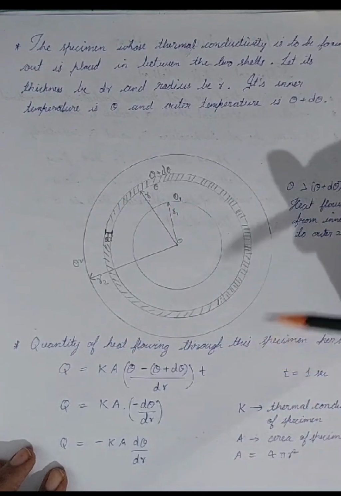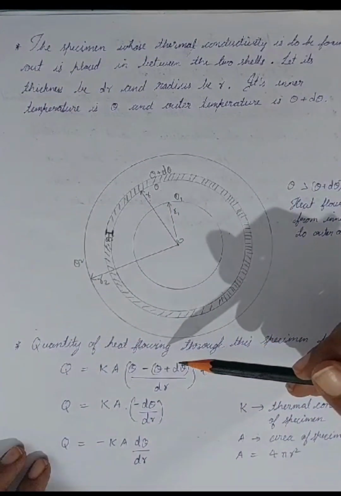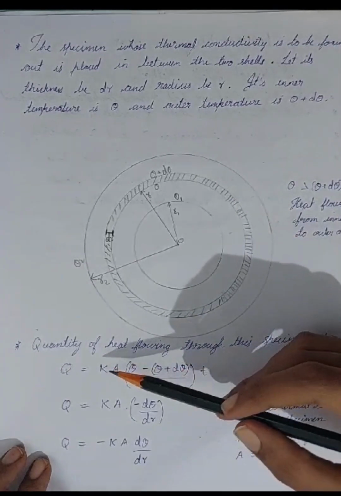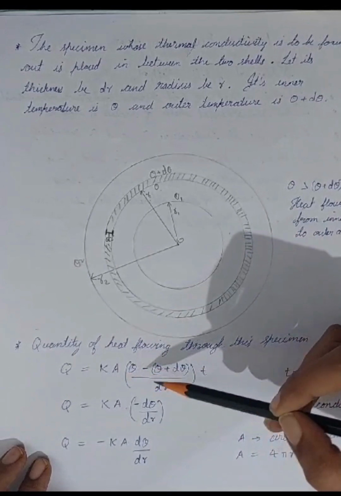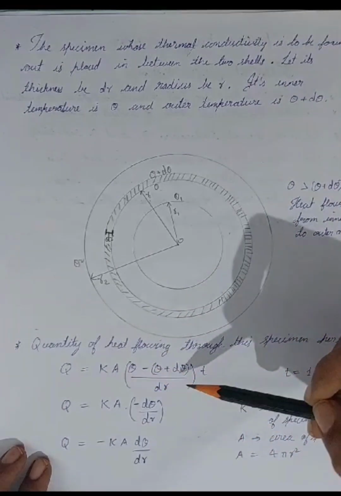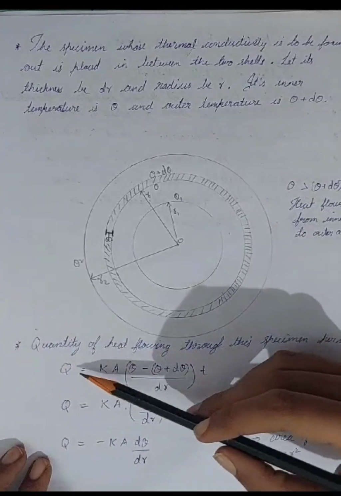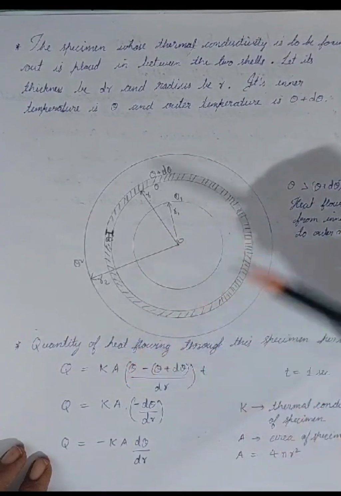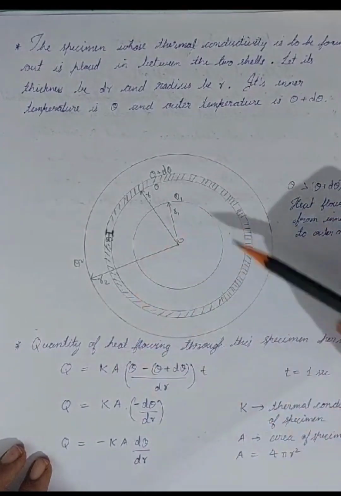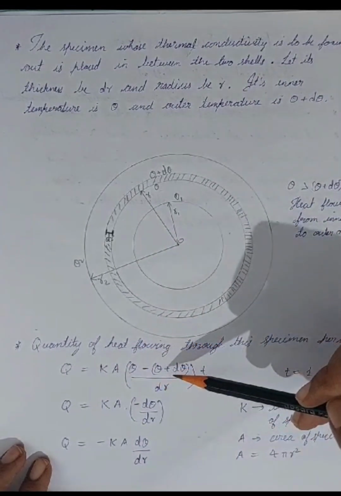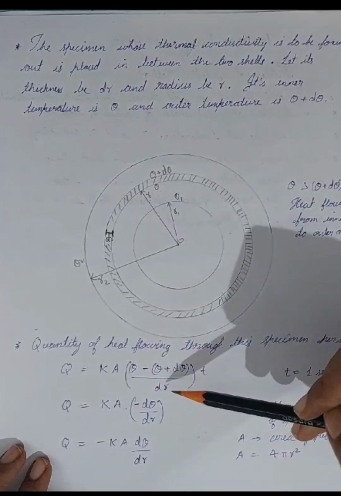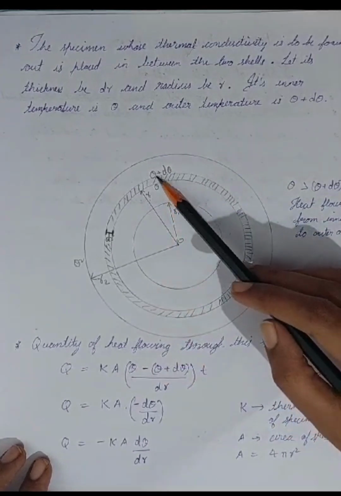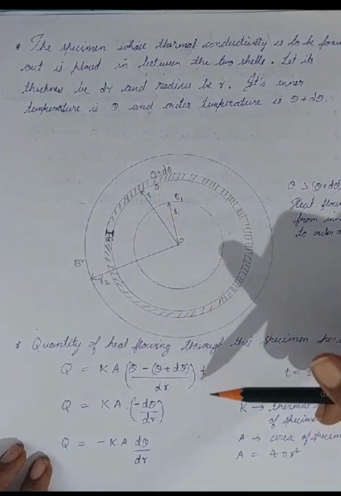First we need to find the quantity of heat flowing through the specimen per second. So for that we use the law of conduction. Q is equal to KA times (θ minus (θ plus dθ)) by dr times T, where Q is the quantity of heat flowing through the specimen, K is the thermal conductivity, A is the area of the specimen, and (θ minus (θ plus dθ)) by dr is the temperature gradient. θ minus (θ plus dθ) is the inner and outer temperature difference. T is the time.